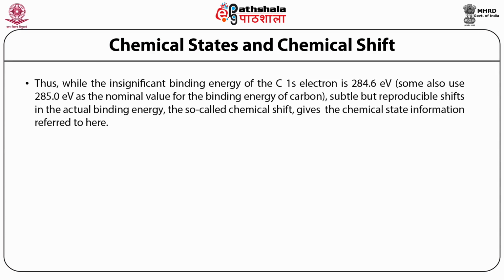Thus, while the insignificant binding energy of the carbon 1s electron is 284.6 electron volt, some also use 285 electron volts as the nominal value for the binding energy of carbon. A small but reproducible shift in the actual binding energy can be seen, and this so-called chemical shift gives the chemical state information which can be inferred from the spectral part.